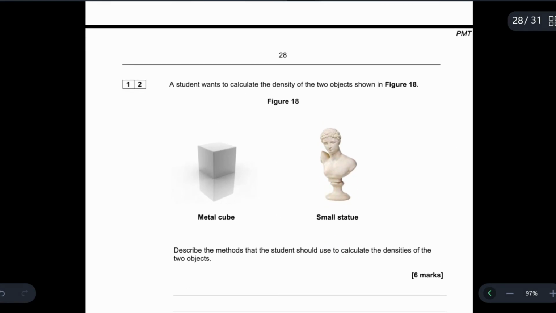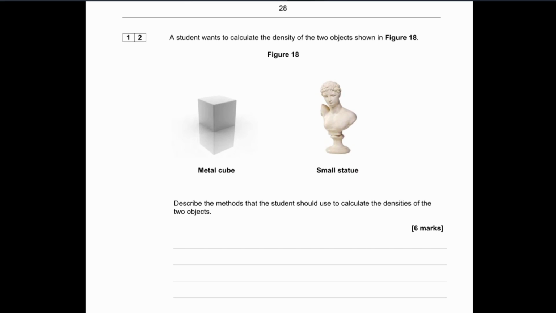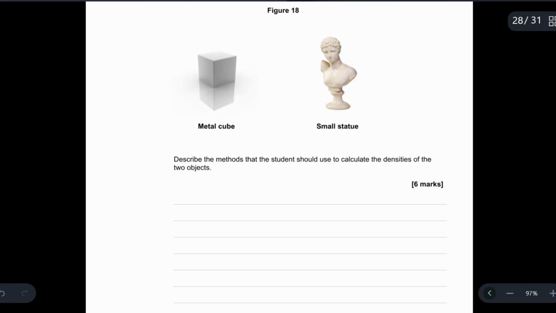Okay, let's move on to question 12. A student wants to calculate the density of two objects shown in figure 18. Describe the methods that the student should use to calculate the densities of the two objects. Here we're looking at how to find the densities of objects. There are two aspects to density, so we need to pull our equation. Density, rho, equals mass over volume.